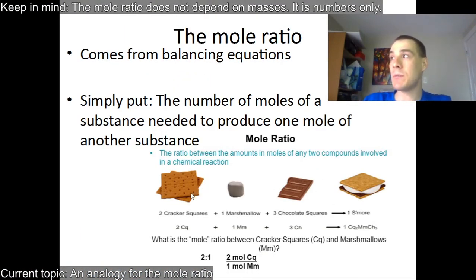Here's another example. S'mores: 2 crackers, 1 marshmallow, 3 chocolate squares gives you 1 s'more. So 2, 1, 3, and you get the same kind of concept, right? The mole ratio between crackers and marshmallows is 2 crackers to 1 marshmallow, which will also be 2 moles of cracker to 1 mole of marshmallow. Just like 2 billion pieces of bread can make 1 billion sandwiches if you have enough of the rest of the stuff. So that's the analogy for the mole ratio.